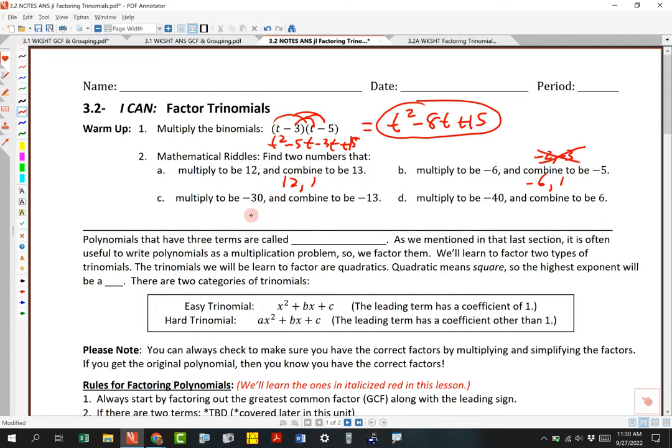it. Okay, multiply to be negative 30, combined to be negative 13. A couple ways that you might think this works, but there's only one way that it works for sure. Hannah? Negative 15 and positive 2.